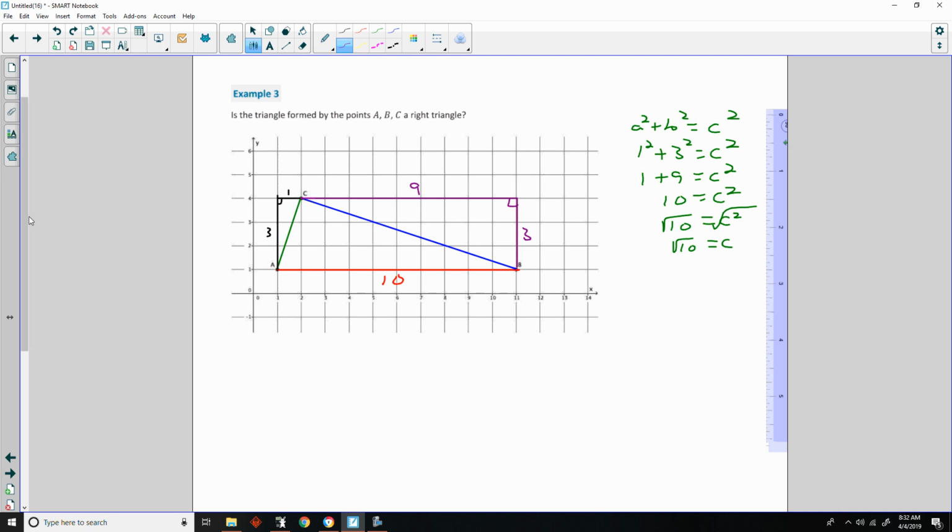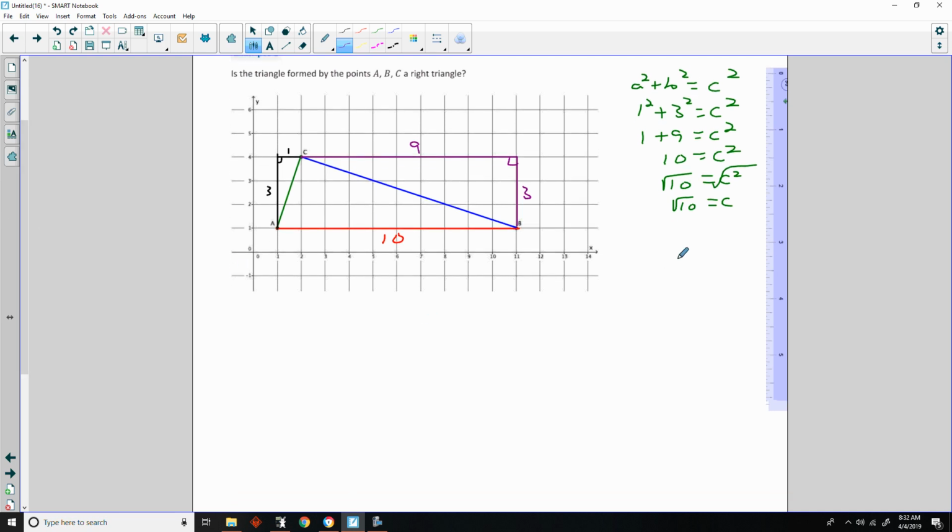So I'm going to do the Pythagorean theorem again, and I'm going to find the blue. So I'll do this equation in blue. So it's going to be a squared plus b squared equals c squared. A is 3 squared plus 9 squared equals c squared. So 9 plus 81 equals c squared, and that's 90 equals c squared.